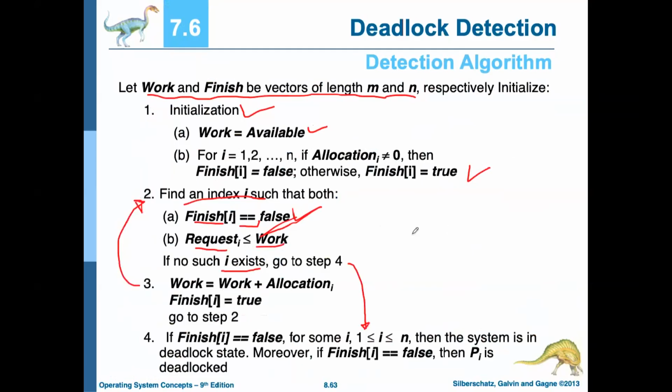And then if finish[i] equals false for some i between 1 and n, then the system is in a deadlock state. Moreover, if finish[i] equals false, then Pi is deadlocked.